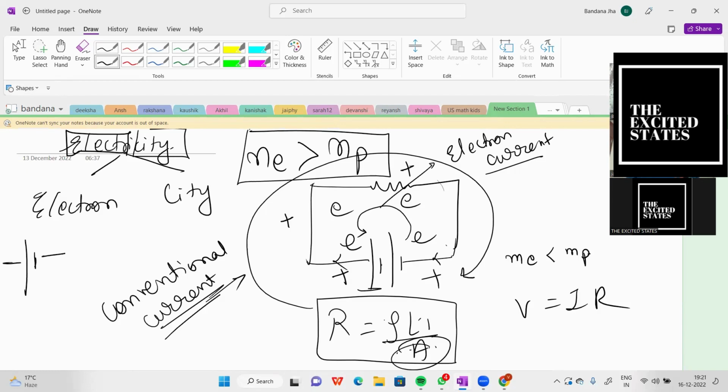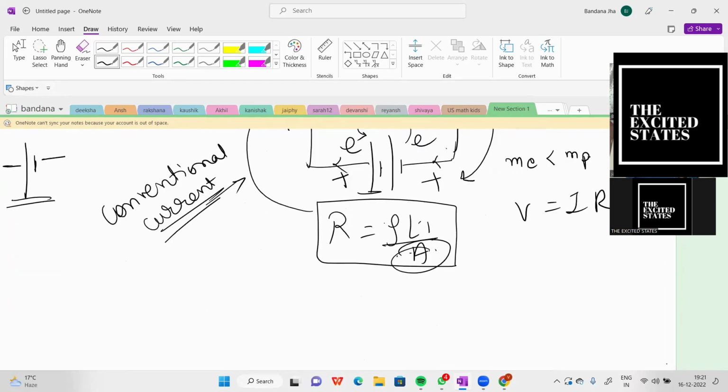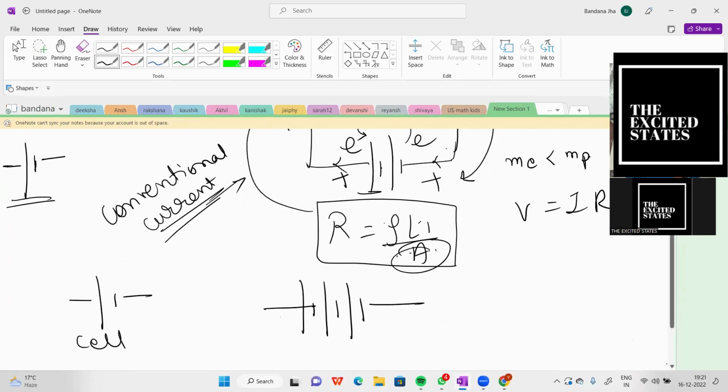Another thing is, what is this thing? If I draw only one, what does it mean? I'm drawing it here again. My question is, what is this and what is this? Are there multiple batteries in one battery? No. A single one is known as a cell and a group of cells is known as a battery. Cells and battery.